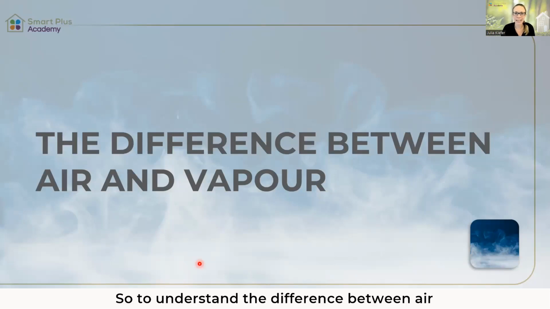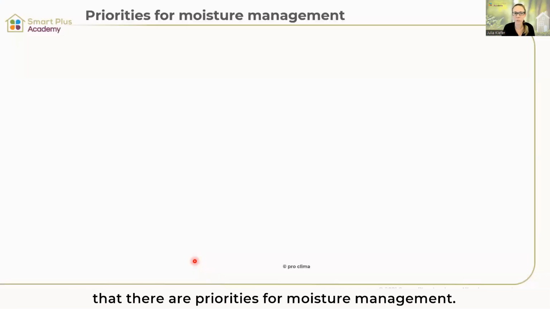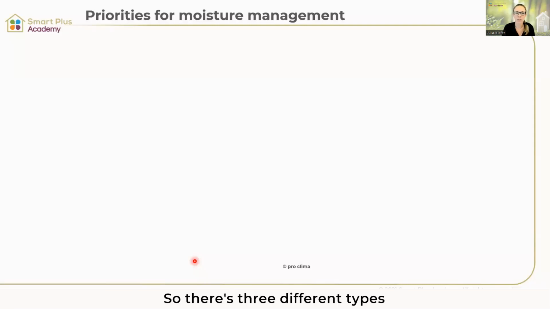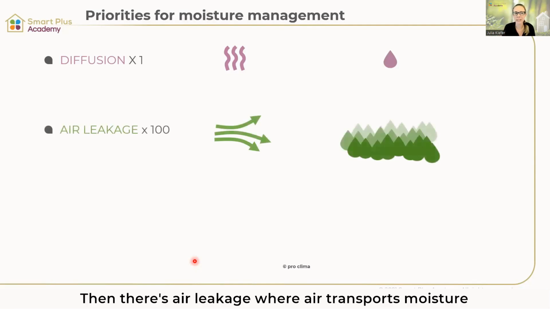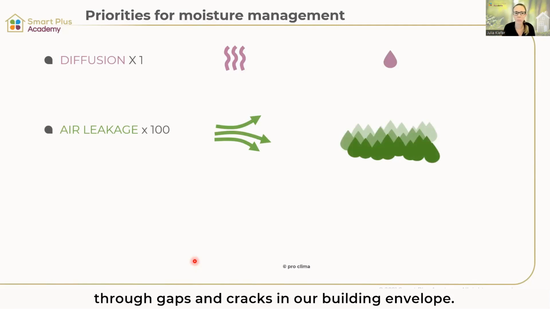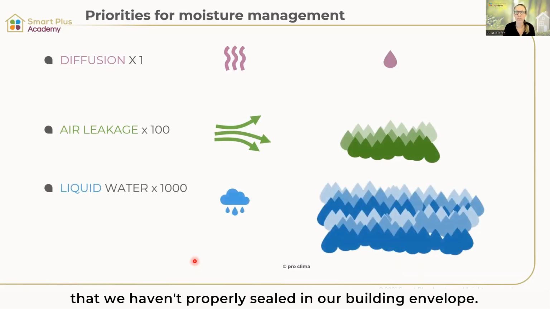To understand the difference between air and vapor, first we need to understand that there are priorities for moisture management. I want to introduce that to you. There are three different types of moisture we have in our building. One is diffusion, where water molecules diffuse through our building materials. Then there's air leakage, where air transports moisture through gaps and cracks in our building envelope. And then there's liquid water that comes through any openings that we haven't properly sealed in our building envelope.